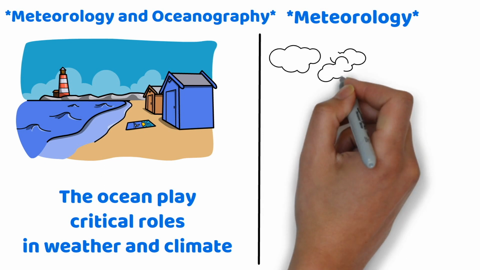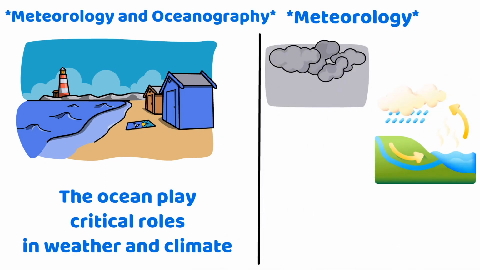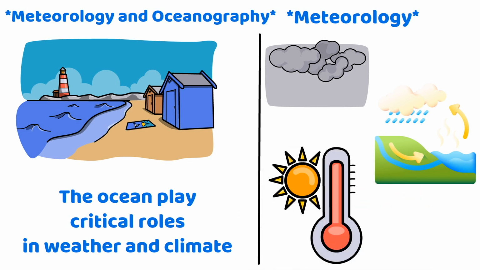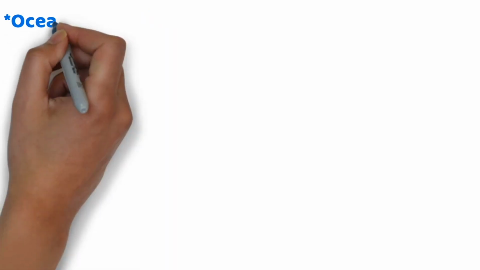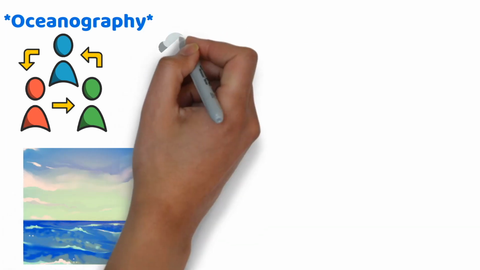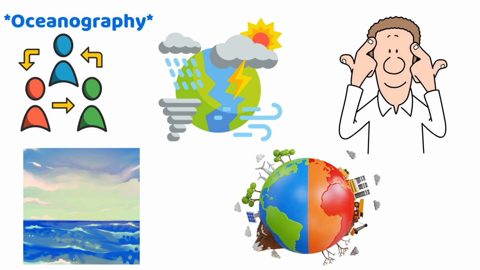Meteorology and oceanography. The dynamics of the atmosphere and the ocean play critical roles in weather and climate. Meteorology, the study of the atmosphere and how processes like the water cycle and air movements affect weather patterns. Tools such as thermometers, barometers, and anemometers are crucial for studying meteorological phenomena. Oceanography. This field examines the characteristics of oceans and how ocean currents influence climate across the globe. Understanding phenomena like the global conveyor belt is essential for predicting climate changes.